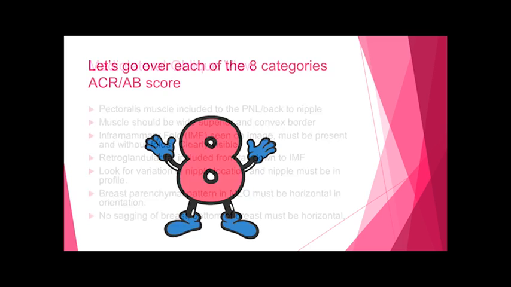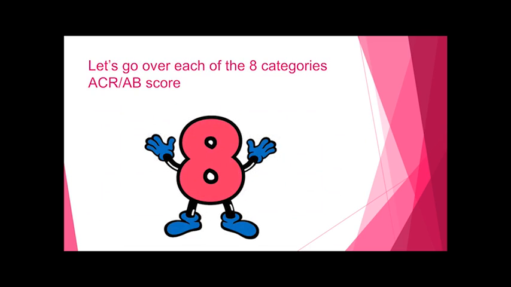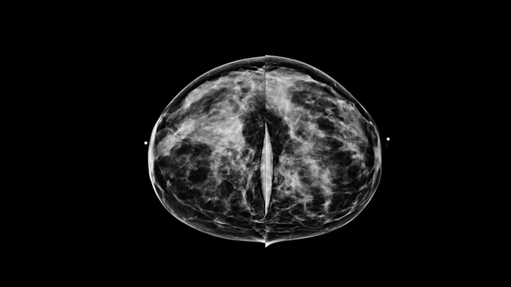Now your breast parenchymal pattern on the MLO must be horizontal in orientation. If it's going vertical, that means the breast is sagging, so they're going to look at that. So in order to have the parenchymal patterns horizontal, the technologist really needs to hold the breast up and out, and definitely no sagging of the breast. The bottom of the breast must be horizontal in orientation.